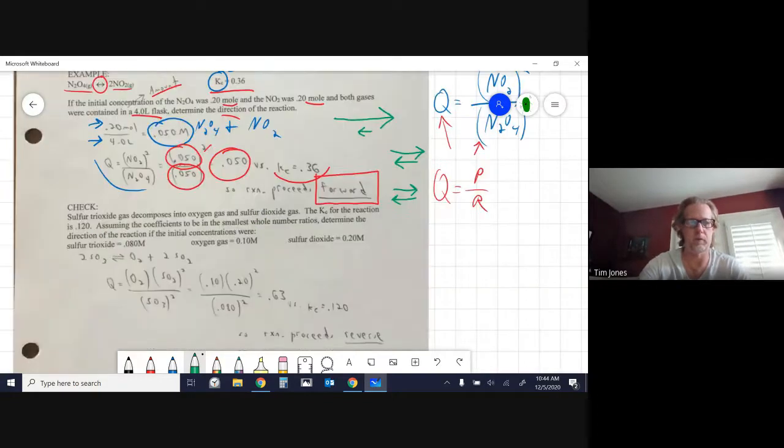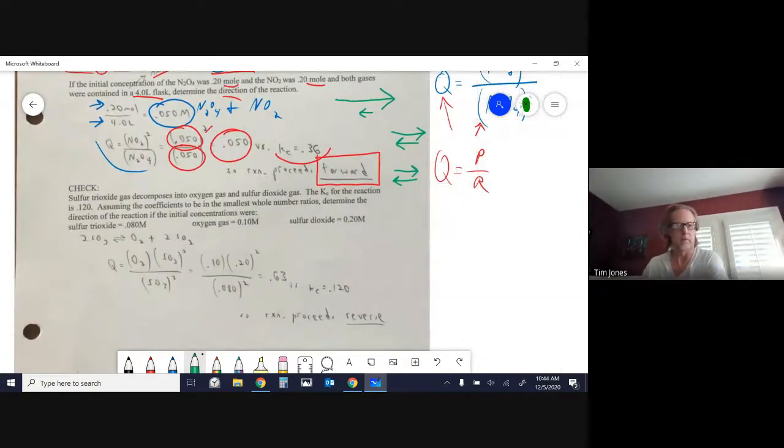Another similar example here. Sulfur trioxide decomposes into oxygen and sulfur dioxide. So I've written the reaction here. Gives the Kc, 0.120.